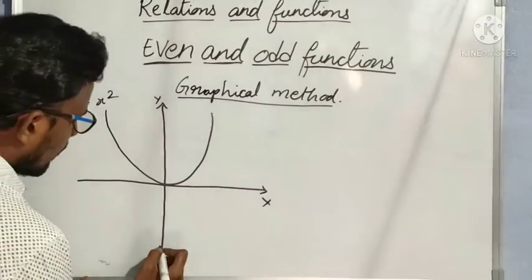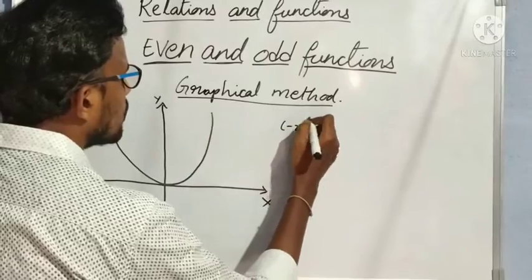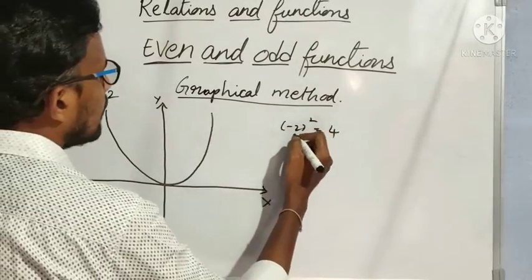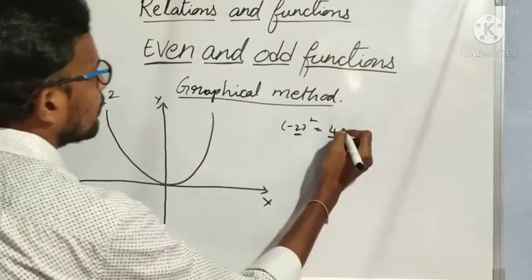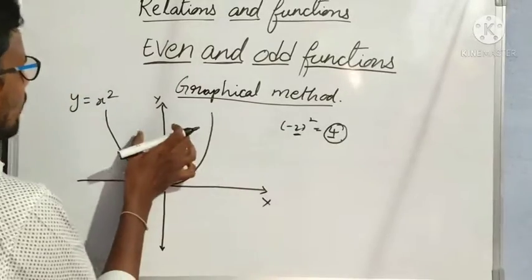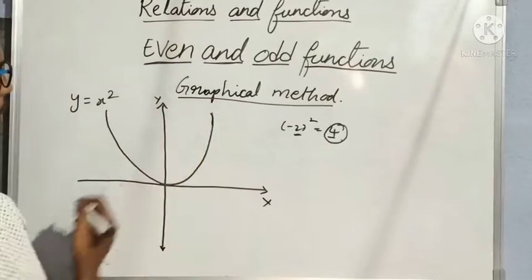That's why whatever the value of x you substitute here, for suppose you are substituting minus 2, minus 2 whole square is 4. Yes, so x square is nothing but minus 2 whole square, 4. Which value am I getting? Positive value or negative value? Positive value. That's why the y is equal to x square graph will always be a positive graph. Understood?